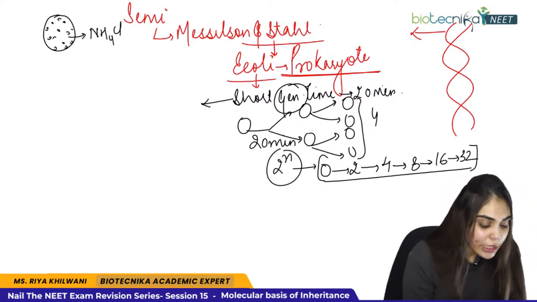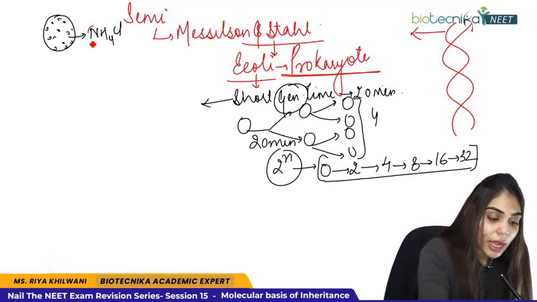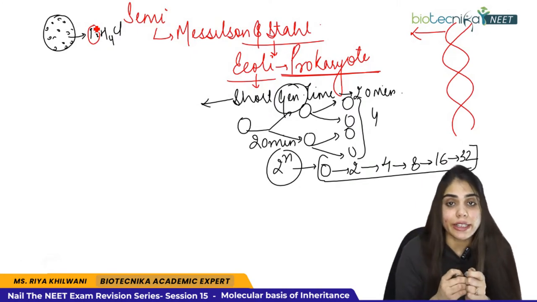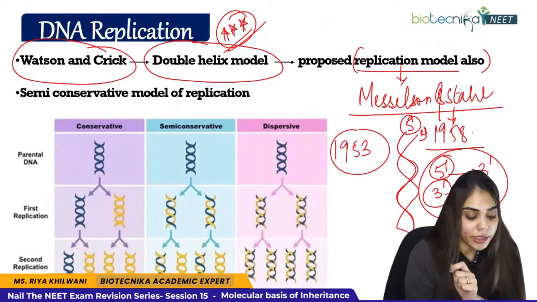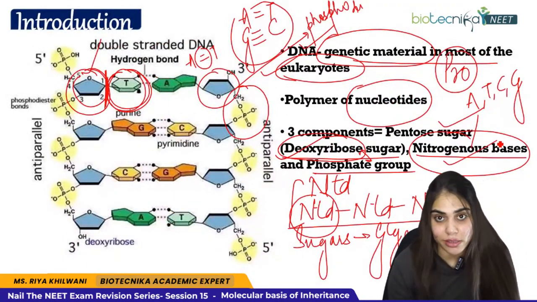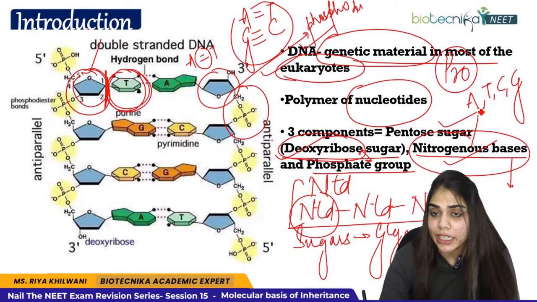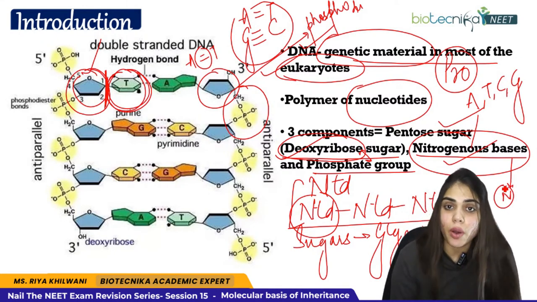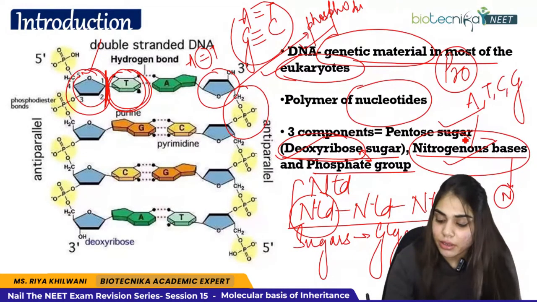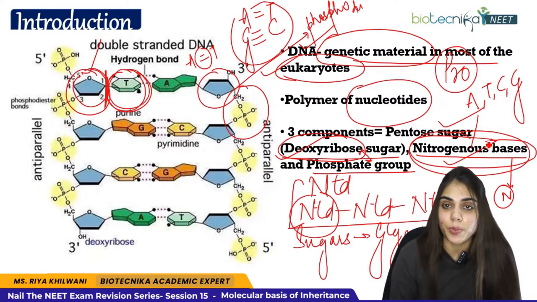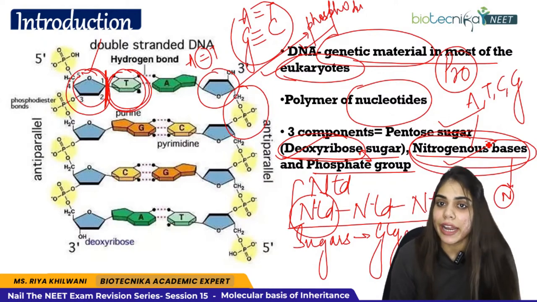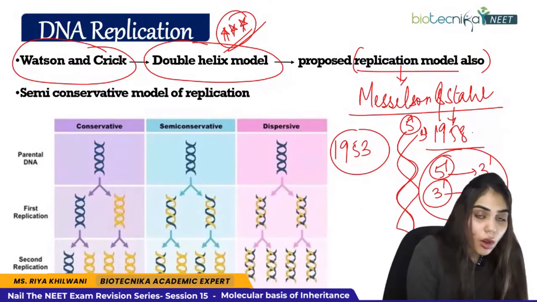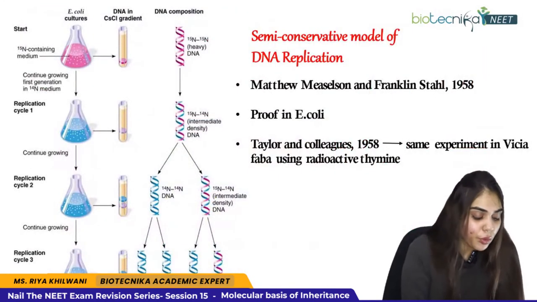But here he labeled the nitrogen atom in the ammonium chloride to see whether nitrogen is incorporated in DNA, because we have already said that DNA has nitrogenous bases. These bases, that is A, T, G, C, have a nitrogen atom in their structure. That is why they are called nitrogenous bases. So from where do they get nitrogen? Obviously from the surroundings. So he proved this experiment.